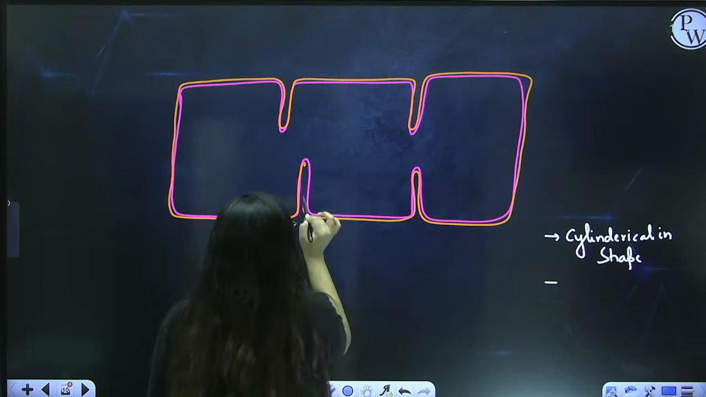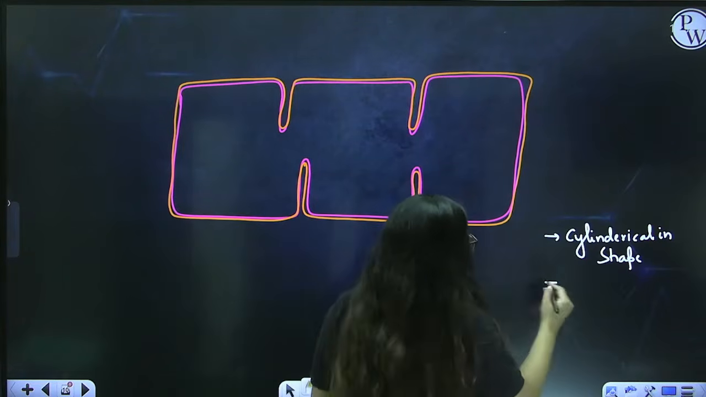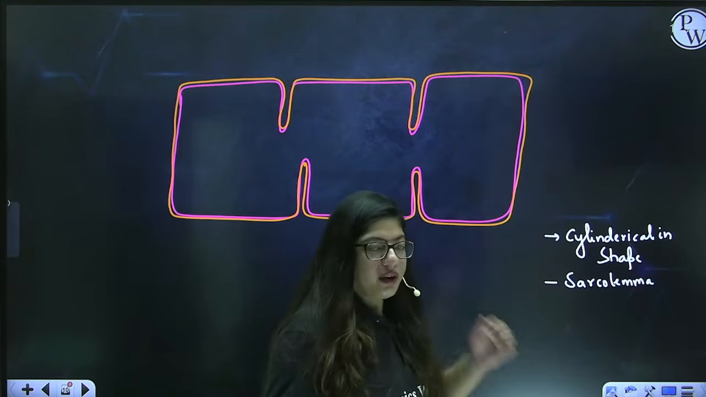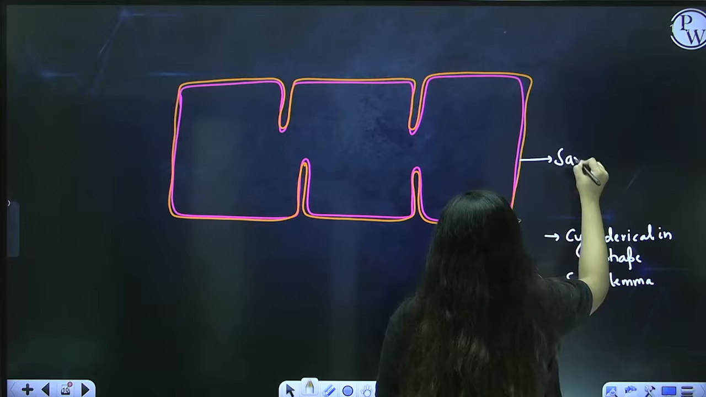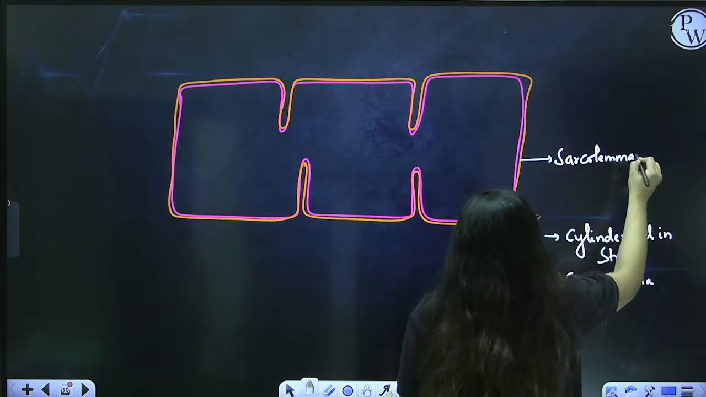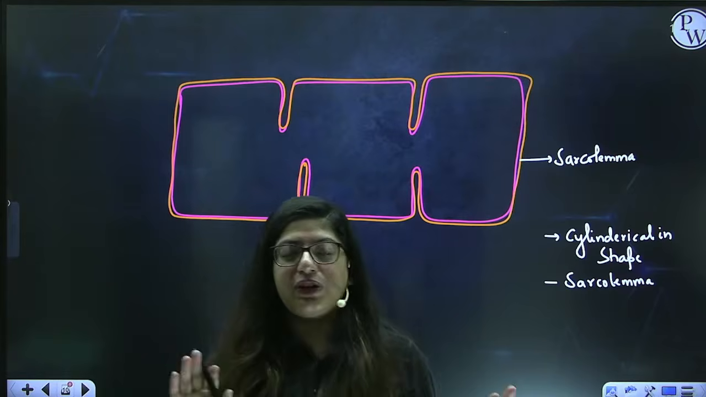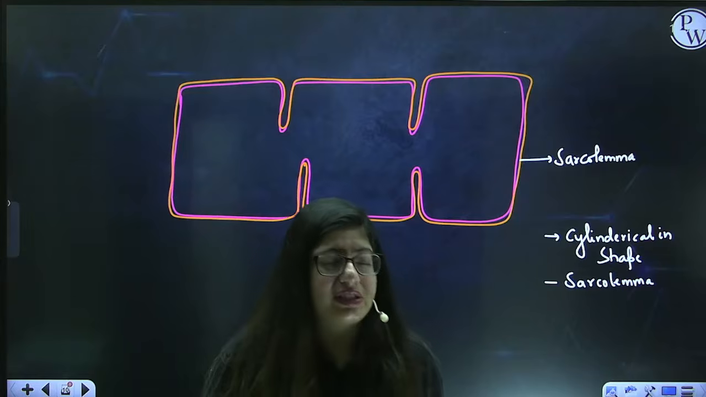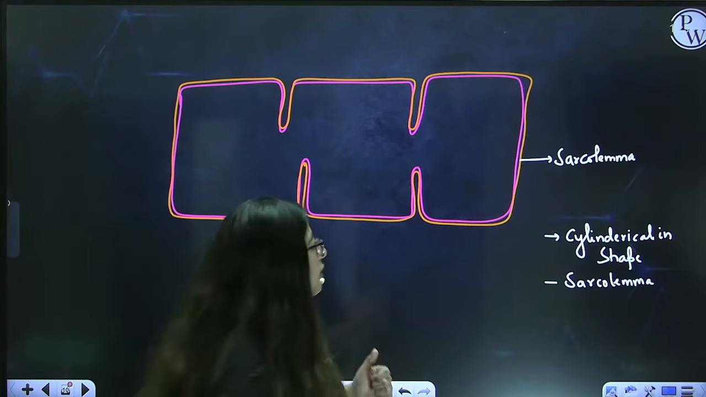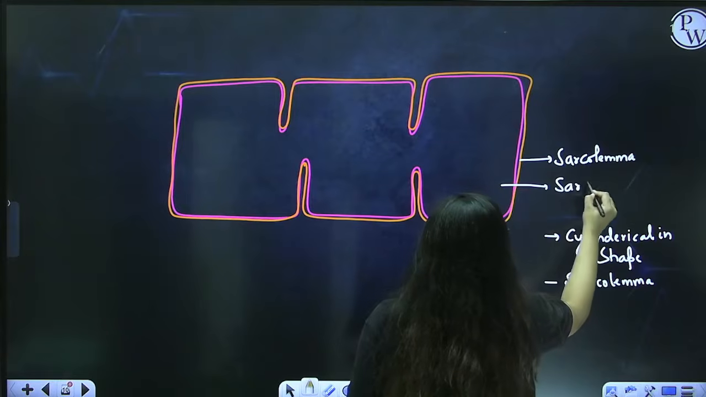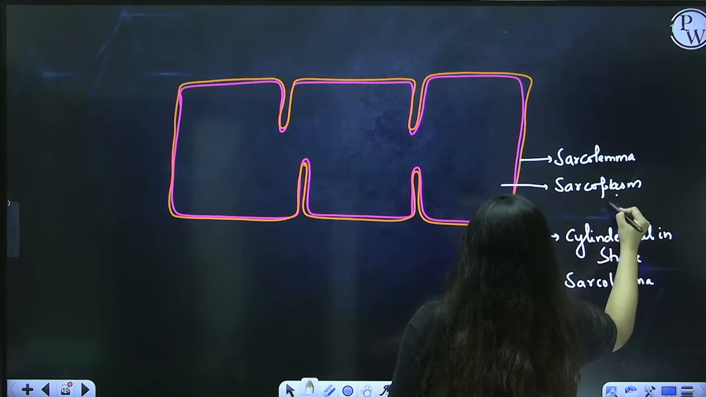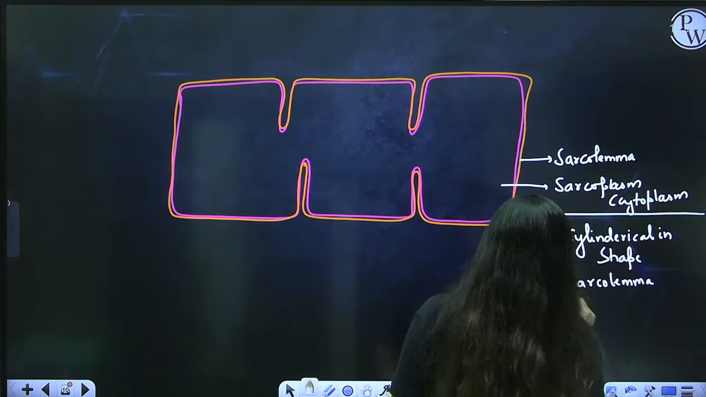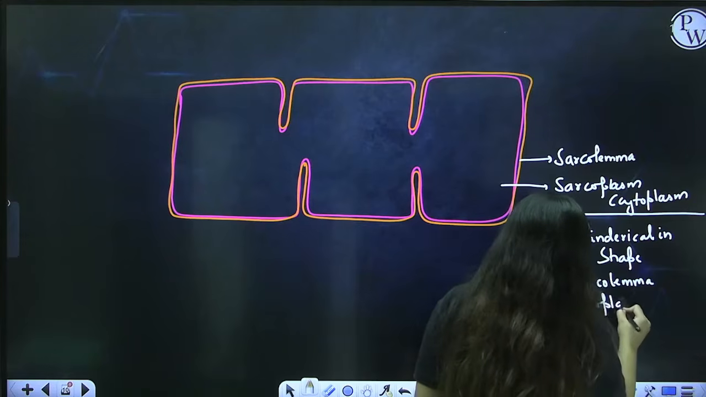So it has a specialized plasma membrane. What's the name of the plasma membrane? Sarcolemma. Let me just label this for you. This is sarcolemma. Next, the cytoplasm of skeletal muscle will not just be known as cytoplasm. Now you have a special name for this, and that is sarcoplasm. Sarcoplasm is the cytoplasm. So second point, sarcoplasm is present.